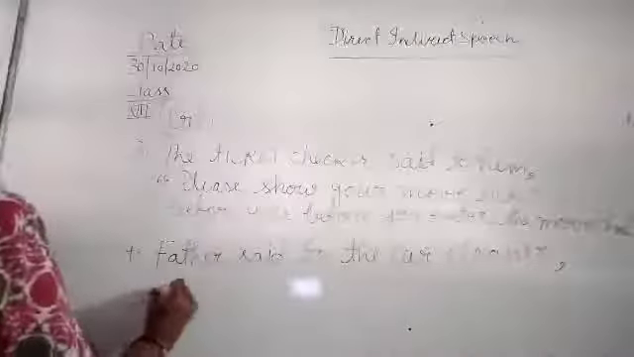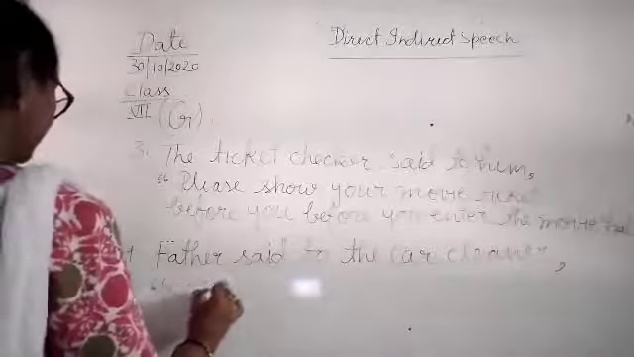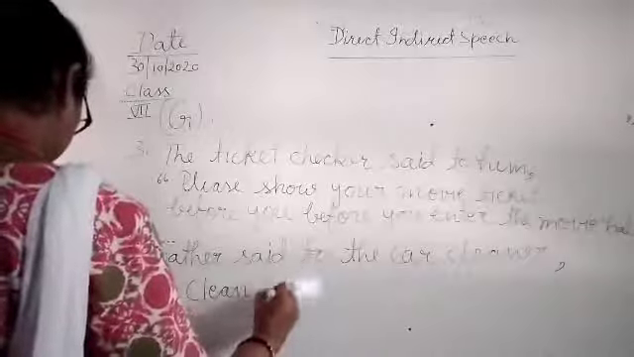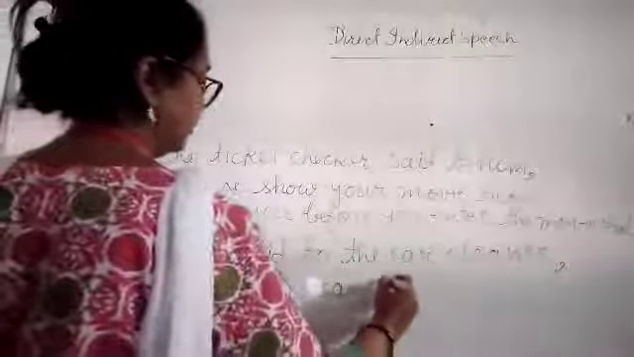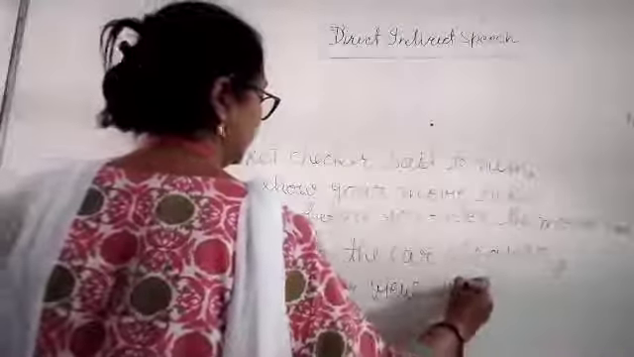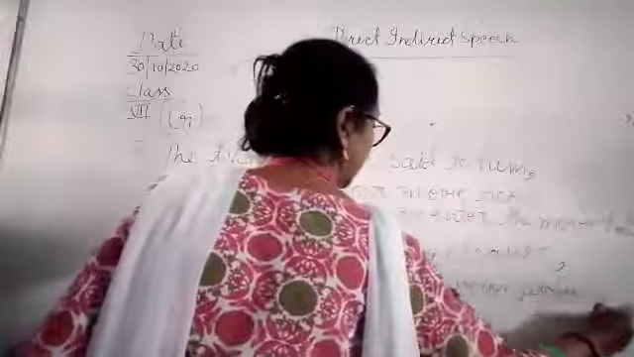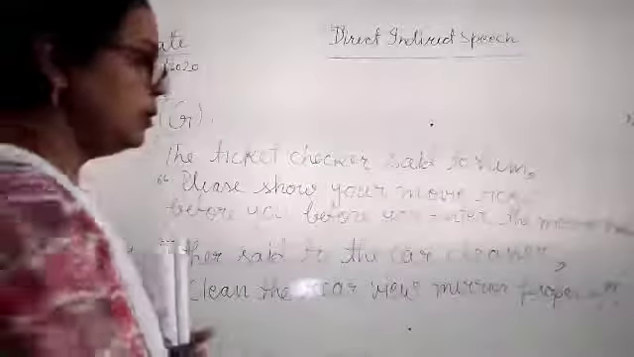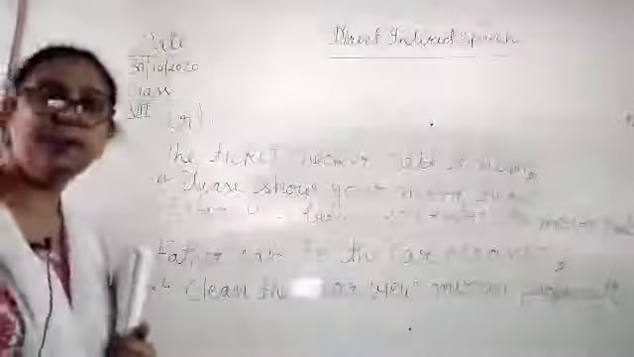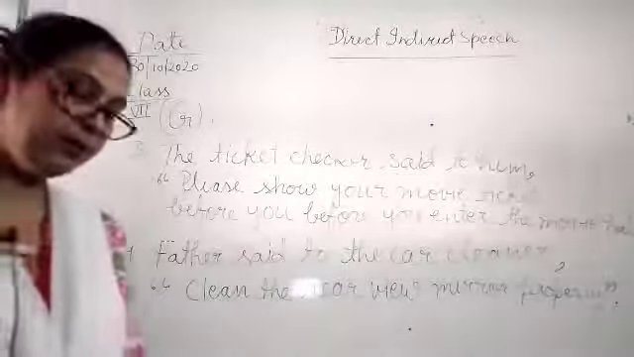Now inverted commas start, clean the rear view mirror properly. Inverted comma close. Father said to the car cleaner, clean the rear view mirror properly. So completed, children. And now we have completed this G number exercise.